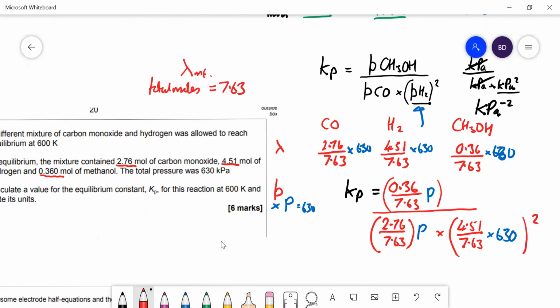You can probably see then that that and that cancel out, and those cancel out, so it does make it a bit easier. You get the same answer, and the answer is, you should get 9.41 times 10 to the minus 7. We worked out the units before were kilopascals to the minus 2. Okay, so that question is done.